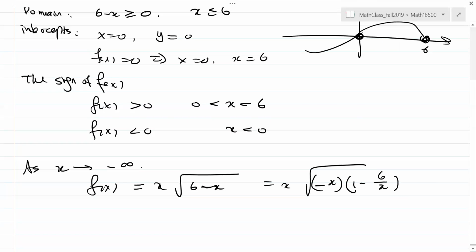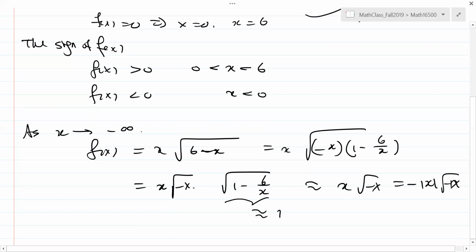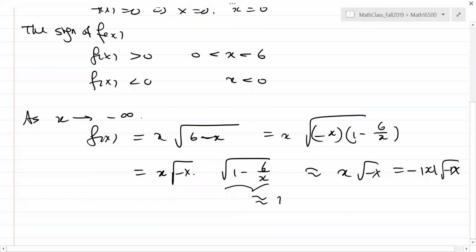So you will get x squared with this, and the second part is almost equal to 1. So this will be something like that. The reason I want to put a negative x is because x is negative. So this is actually negative absolute value of x. Then be careful about this. The first one is this, the second one is this, because when x is negative, x is equal to negative absolute value of x.